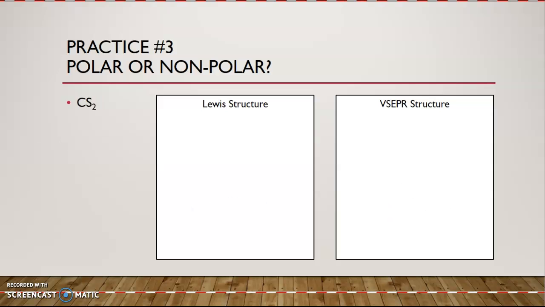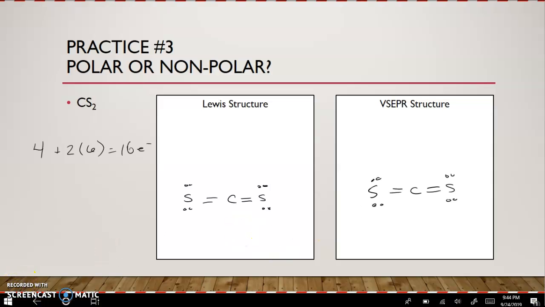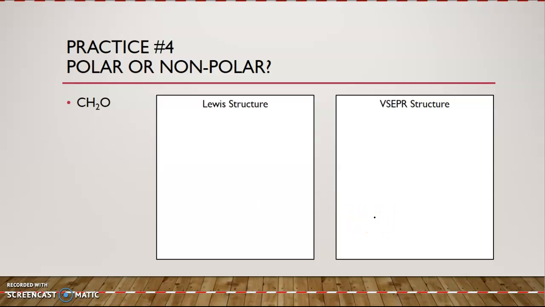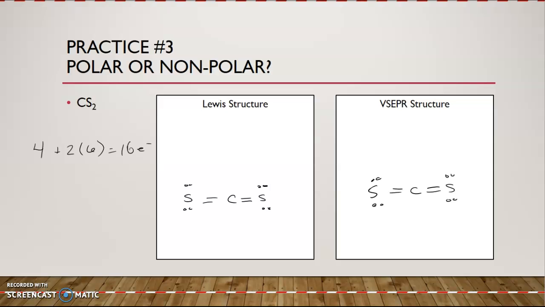CS2, take a minute, draw it, and then we'll check our answer. Okay, we get a total of 16 electrons here. I draw my Lewis structure and my VSEPR structure. They're both the same. But because they are symmetrical, right, I have sulfur on both ends, my structure is considered symmetrical, and so this is nonpolar.